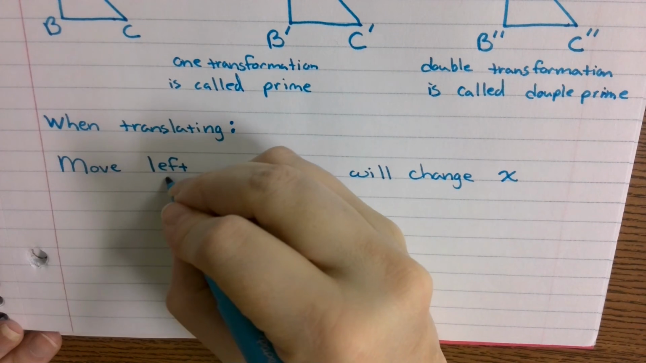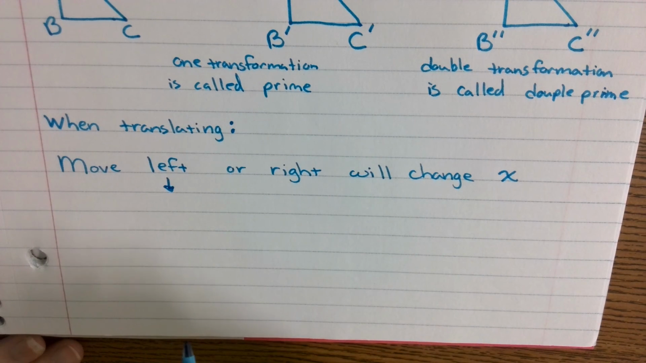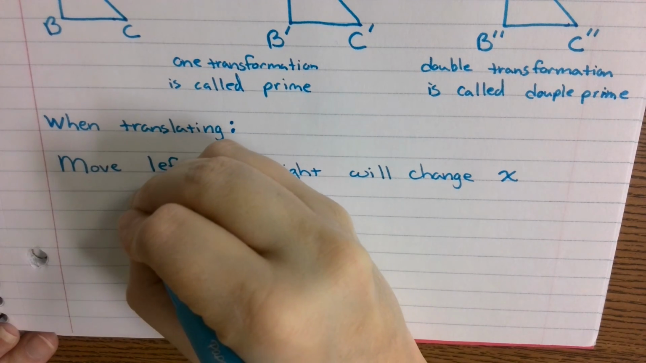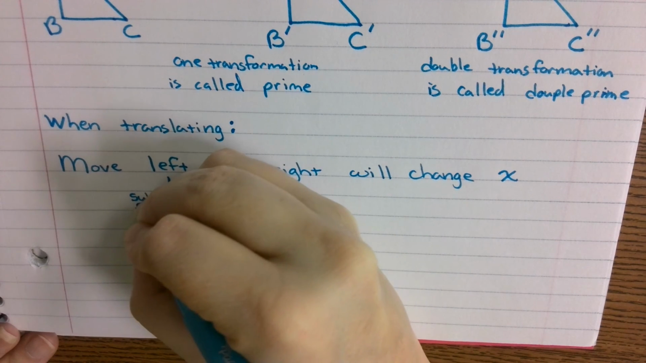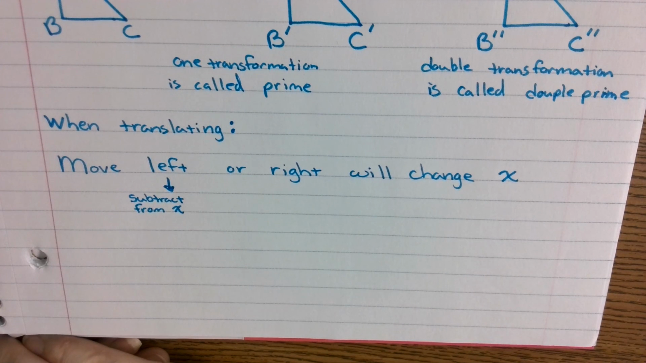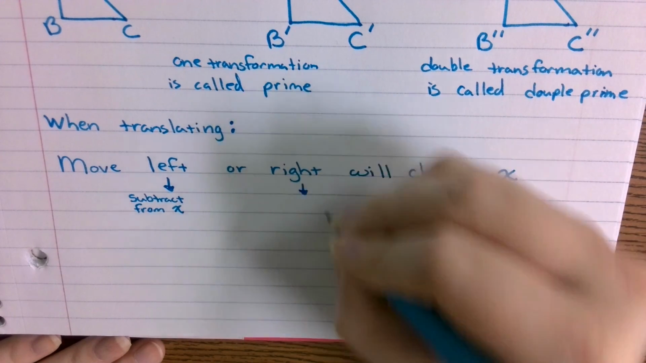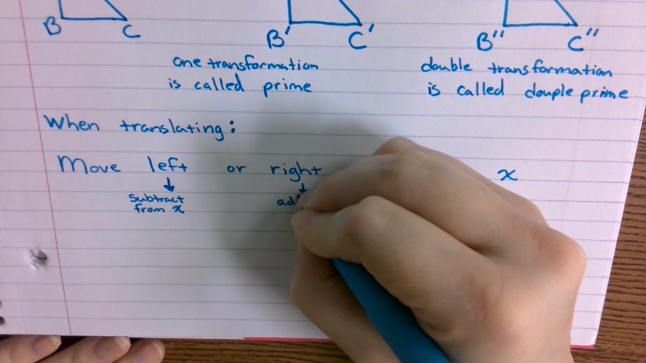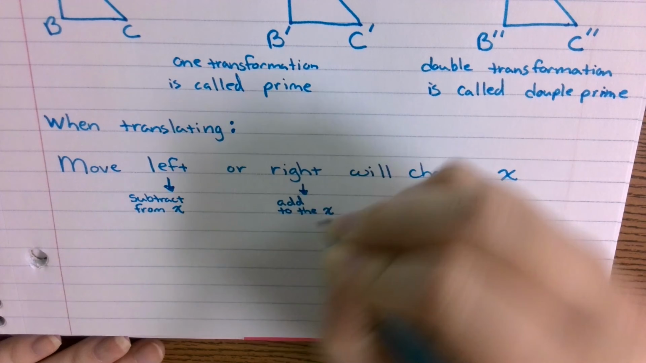Now, if we move to the left, we would be subtracting from our X value. When we move to the left, we subtract from our X coordinate. If we move to the right, we would be adding to the X coordinate.